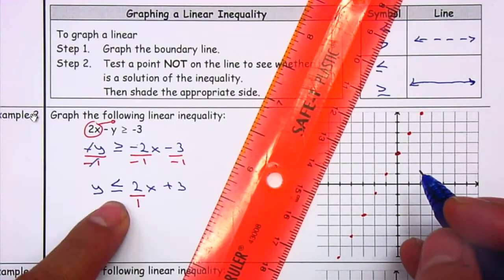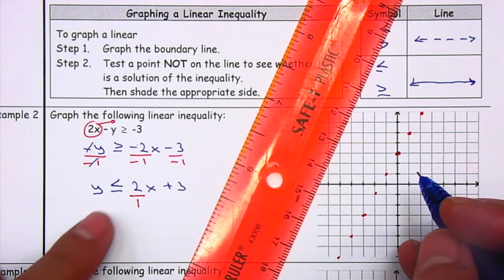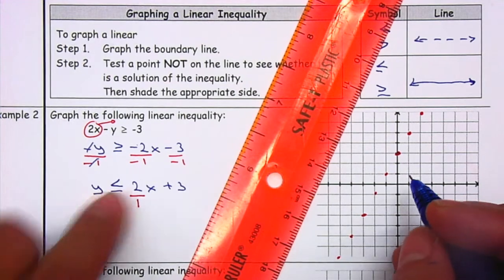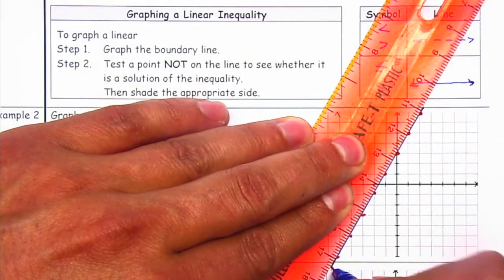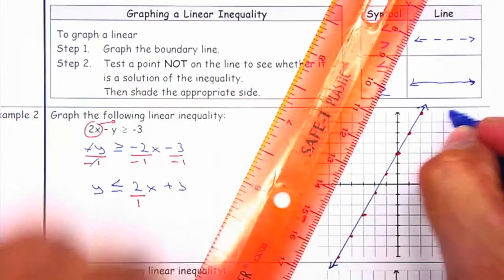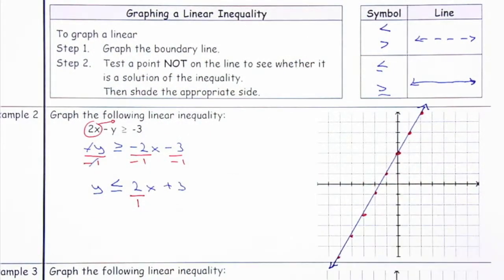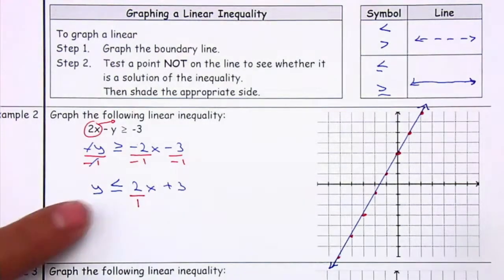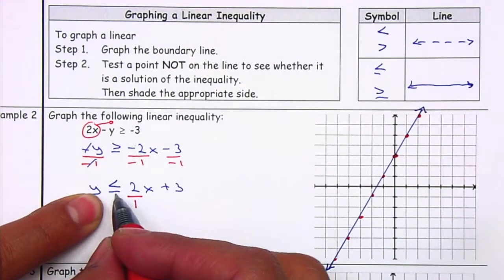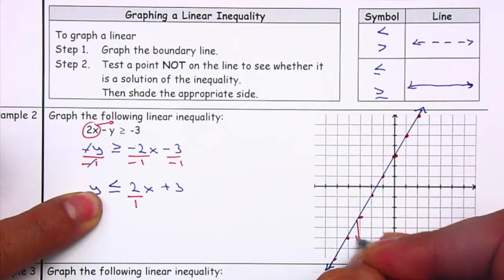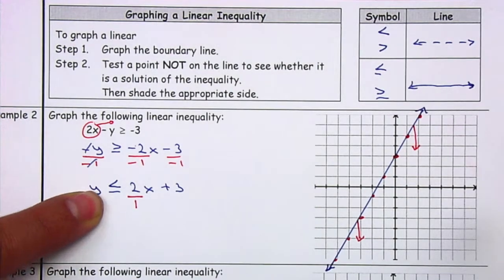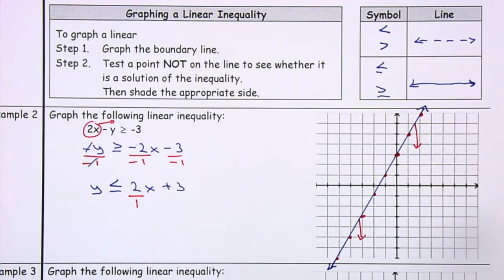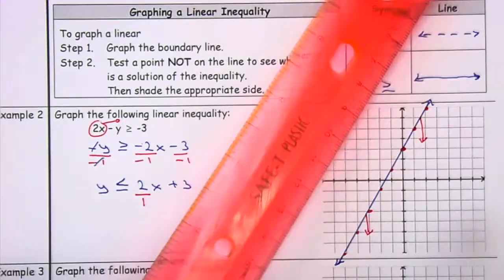This line, because it's less than or equal to, is going to be a solid line. That means that the points on the line are also part of the solution. If it's less than, we are going to be shading the lower part of the graph. And I want you guys to place arrows going down. That will tell you which part of the graph to shade.